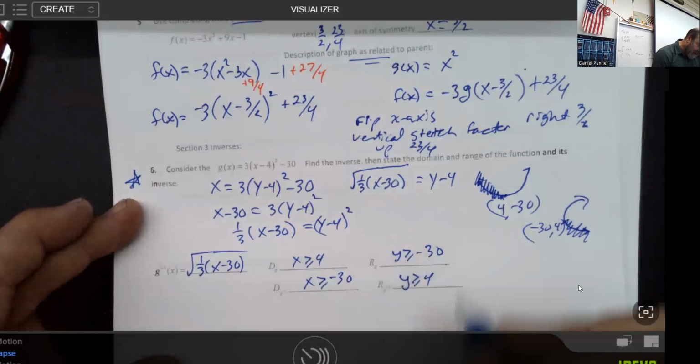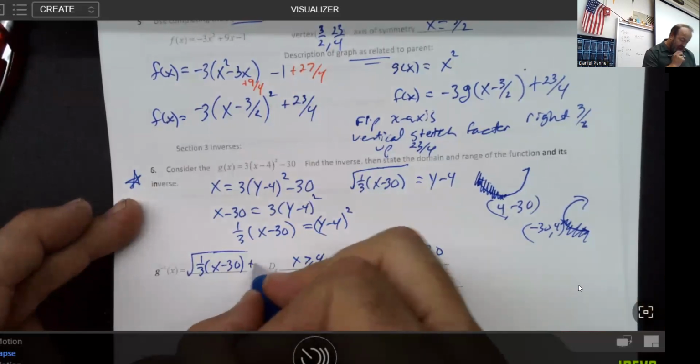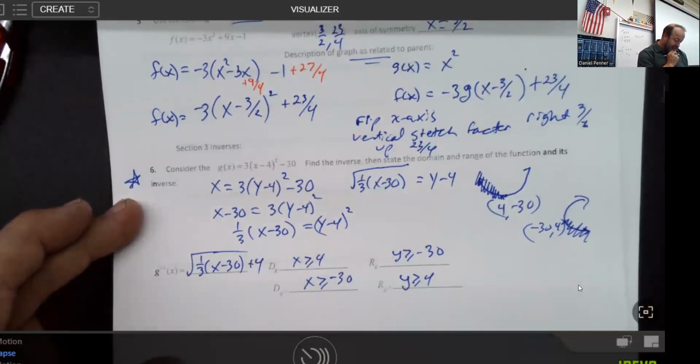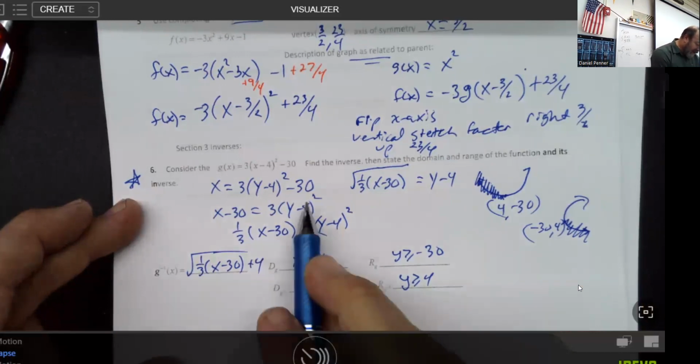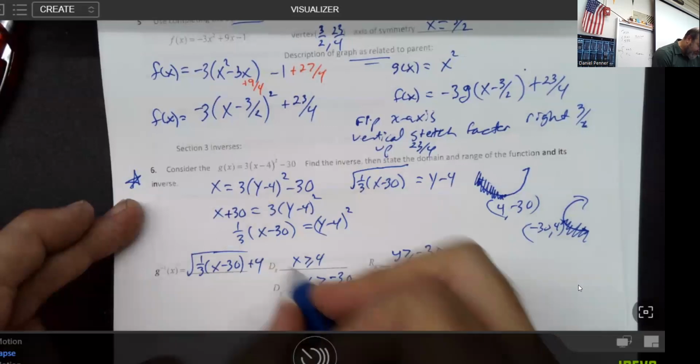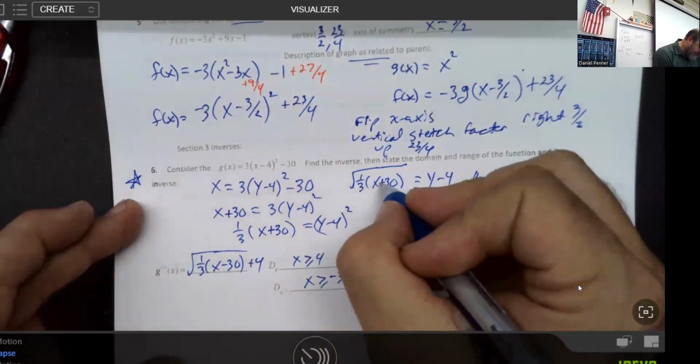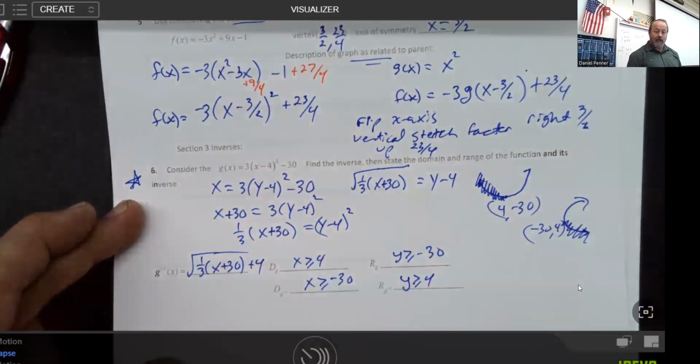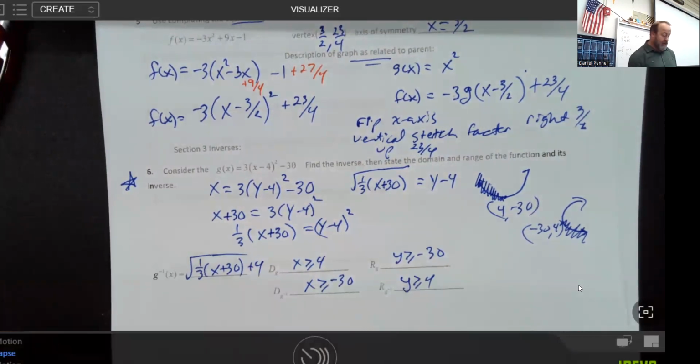Now, let's put that there, and then a +4. I feel like I messed something up a little bit. There's a minus, oh, because I added 30 to both sides. Let's fix that. Let's make these all +30s. There we go. That makes sense with my domain and range. I accidentally added 30 to both sides incorrectly.